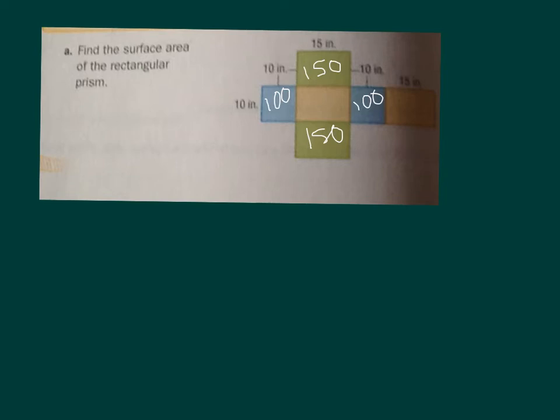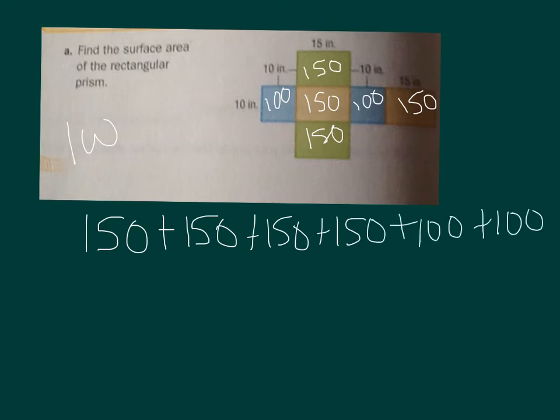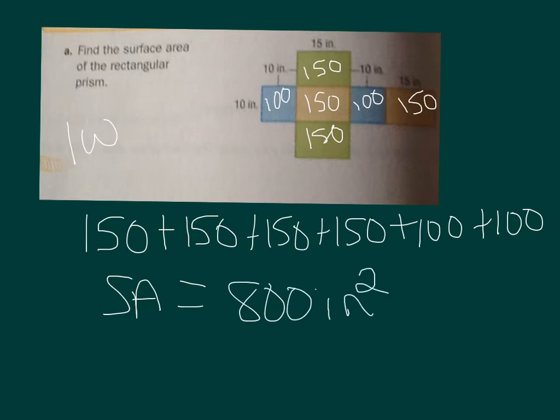Then finally, my tan ones are 15 by 10 again. So these are 150, and this is 150. So remember, to find the area, you take length times width. So I'm just taking my length times width for each of those boxes. Lastly, then, I need to add them all together, so I get the total surface area. When you add all those together, you should get my surface area equals 800 inches squared. We're back to surface area, area being the key word, so all of our labels will be squared.